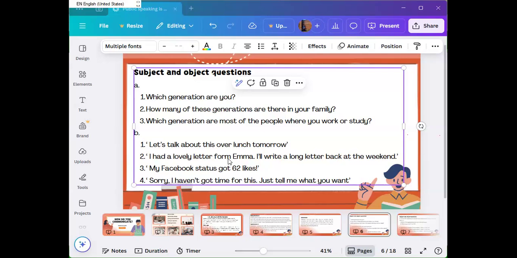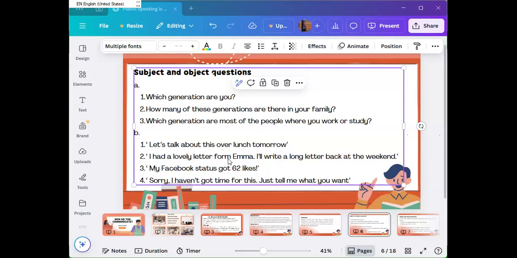They like face-to-face communication. And number 2, I have a lovely letter from Emma. I will write a long letter back at the weekend. Gen Z will never reply with a long letter, I think. They will just reply short, or they will ignore it, isn't it?